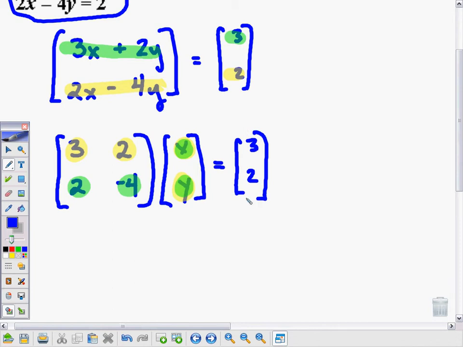Now, think about this as a known matrix multiplied by an unknown matrix, giving me another known matrix.